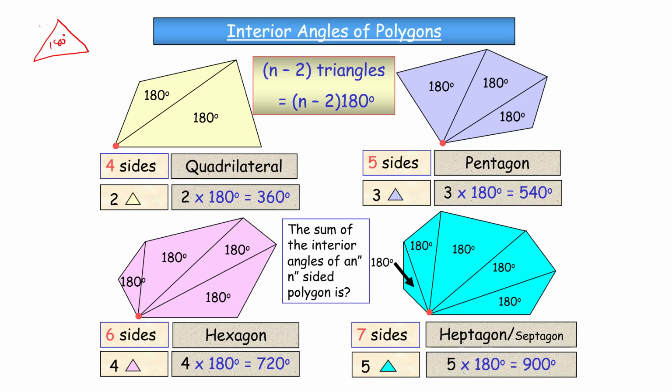And the number of triangles is n minus 2 triangles, where n is the number of sides. So we take away 2 from the number of sides and times by 180. And that will give us the number of degrees inside the polygon.